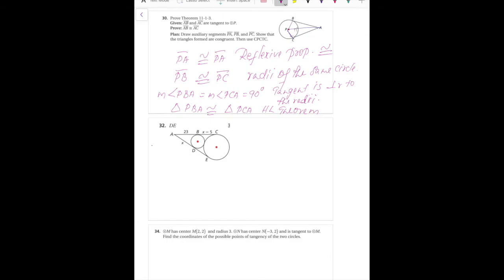Hypotenuse leg, because this is the hypotenuse of two right triangles, and we proved the hypotenuses are the same because of the reflexive property, they are congruent, and another side, that is the radii, are also congruent. So HL theorem, then you can say segment AB is congruent to segment AC by CPCTC. Corresponding parts of congruent triangles are congruent.